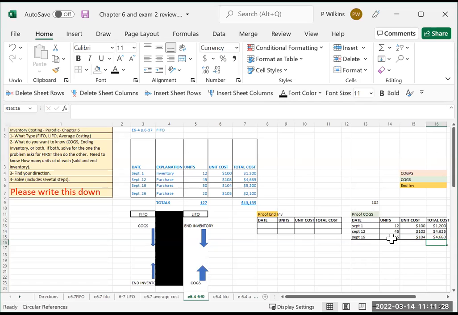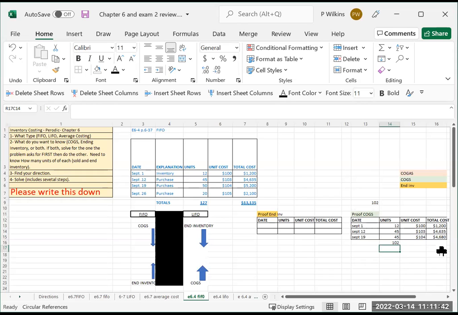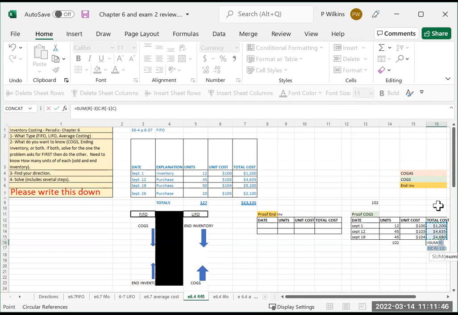So now we have 45 units plus 45 units plus 12 units. We have 102 units. We have our total number of units, right? So our total number of units is 102, and that's what we wanted to get to. So our total cost for those 102 units is $1,200 plus $46.35 plus $46.80.